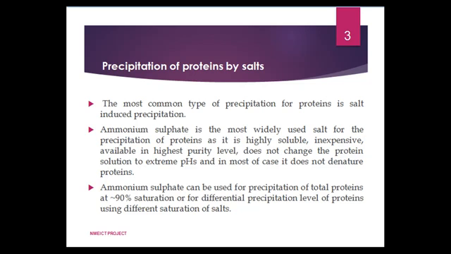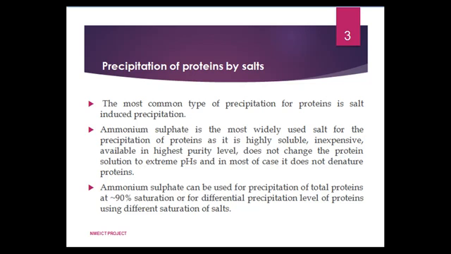Salts such as ammonium sulfate and sodium sulfate are widely used to precipitate out proteins. Ammonium sulfate is the most widely used salt for the precipitation of proteins, as it is highly soluble, inexpensive, available in highest purity level, does not change the protein solution to extreme pH, and importantly, in most of the cases, it does not denature protein.